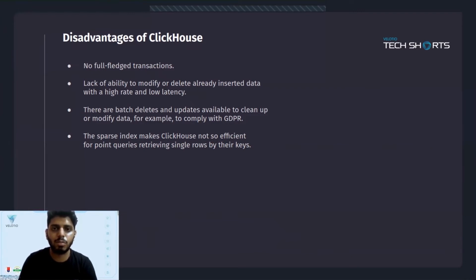Initially, it didn't even support updates and deletes, but later, to comply with GDPR and to clean up, they added support to batch delete and update data. ClickHouse is optimized to work on a chunk of columns or vectors, due to which sparse indexes in ClickHouse make it not so efficient for point queries.